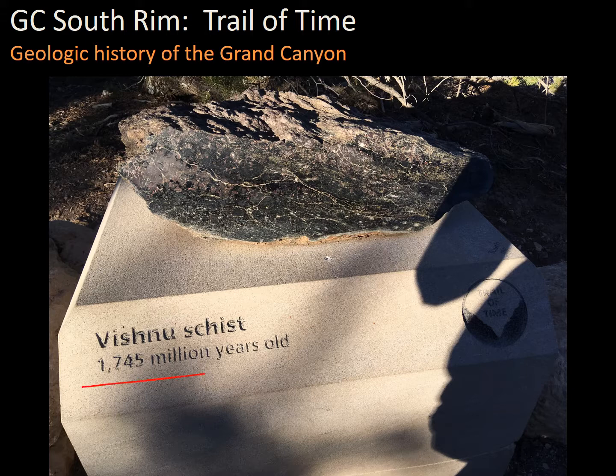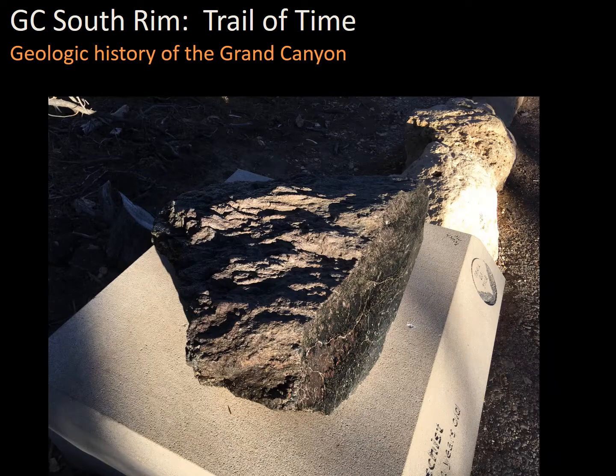For example, here's the Vishnu schist, and I usually show you 2 different views. The sun was rather low in the sky at the time that I took these images, so I give you 2 views, one showing the display and the age, and then one kind of off to the side to see it as best as possible, like this one.